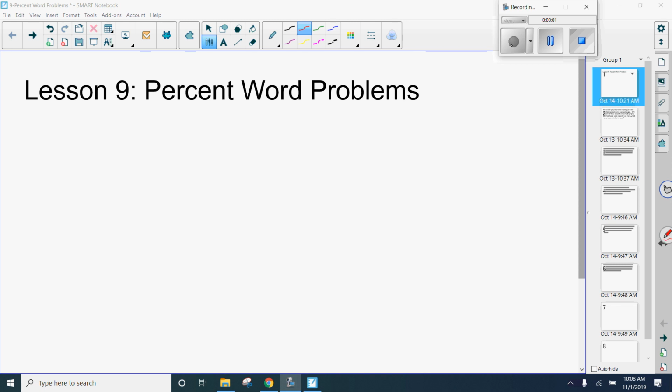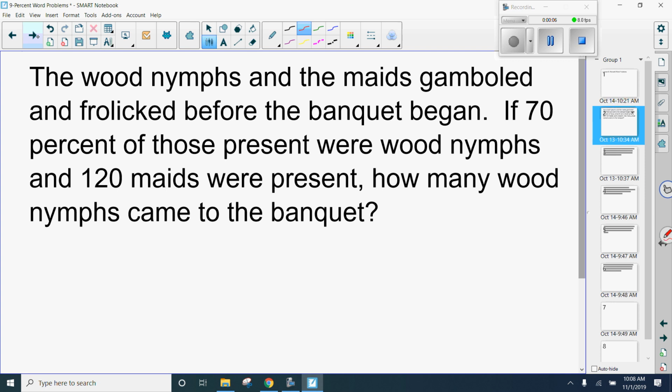I got to click back to this just so you know what you're starting with. Percent word problems. So we look at this. We can do this as a box diagram.